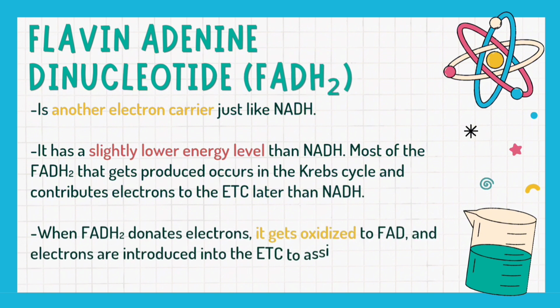After NADH, of course, we also have FADH2, also known as flavin adenine dinucleotide, and it is just another electron carrier like NADH. But it has a slightly lower energy level compared to NADH, and most of the FADH2 is produced in the Krebs cycle and contributes electrons to the ETC later than NADH. And when FADH2 donates electrons, it gets oxidized to FAD and electrons are introduced into the ETC to assist in the production of ATP.